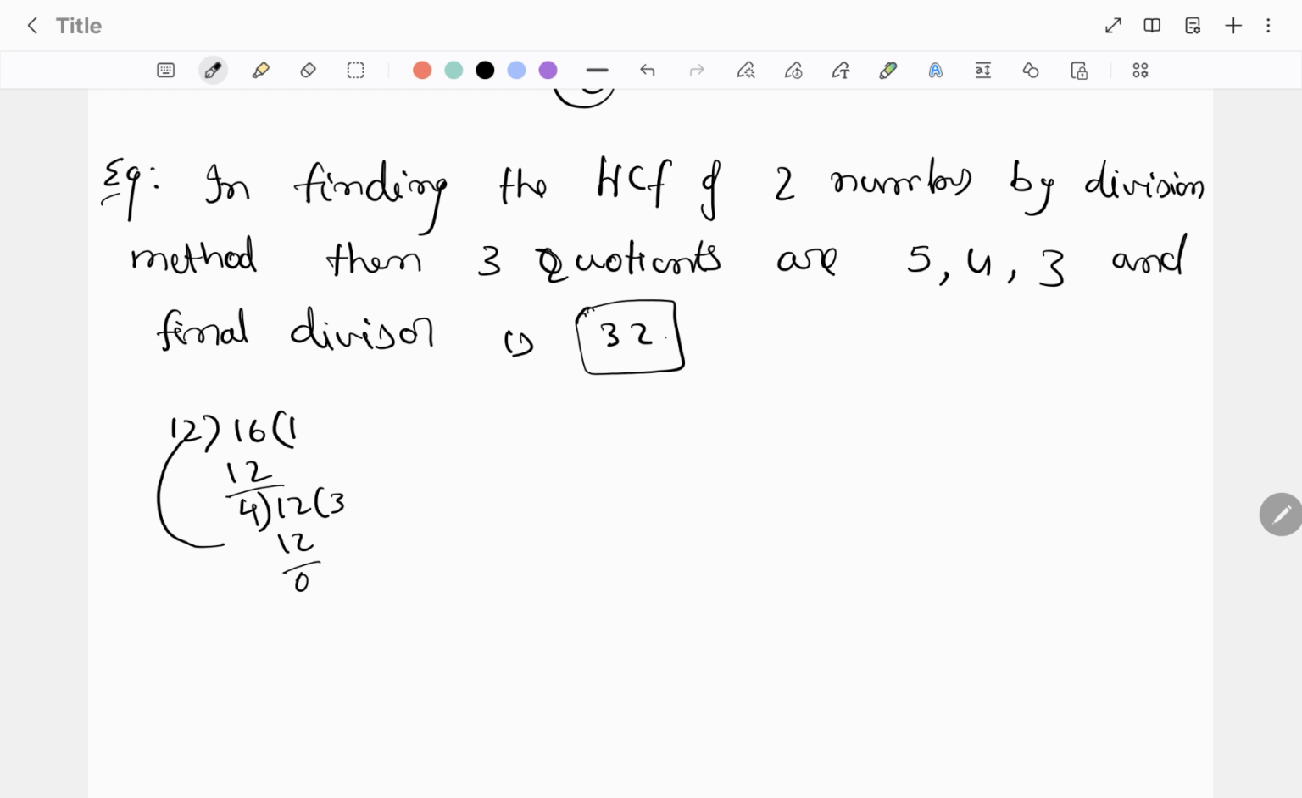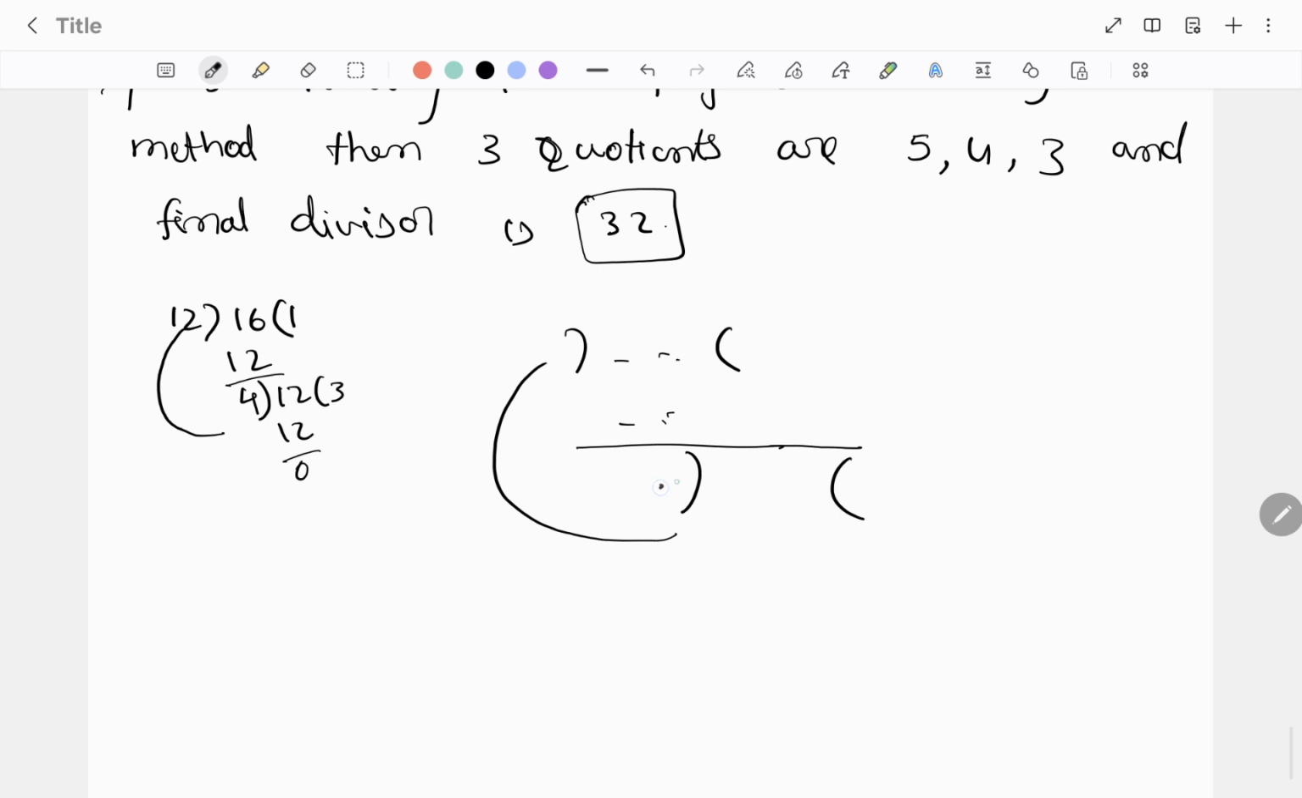HCF. So okay, now in finding the HCF of two numbers, we don't know the two numbers. Then here is a number, here a number. The remainder becomes the divisor and this becomes the dividend. And again multiplying by this number and this number, we get the difference by subtracting from here a number and here a number. So this becomes the divisor and finally it should become 0 and this should become 32. Okay. So the quotients given are 5, 4, 3.